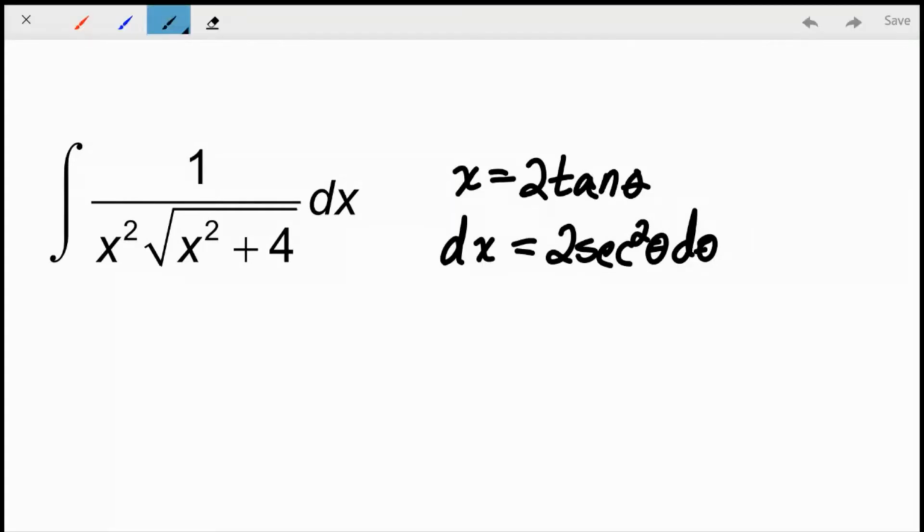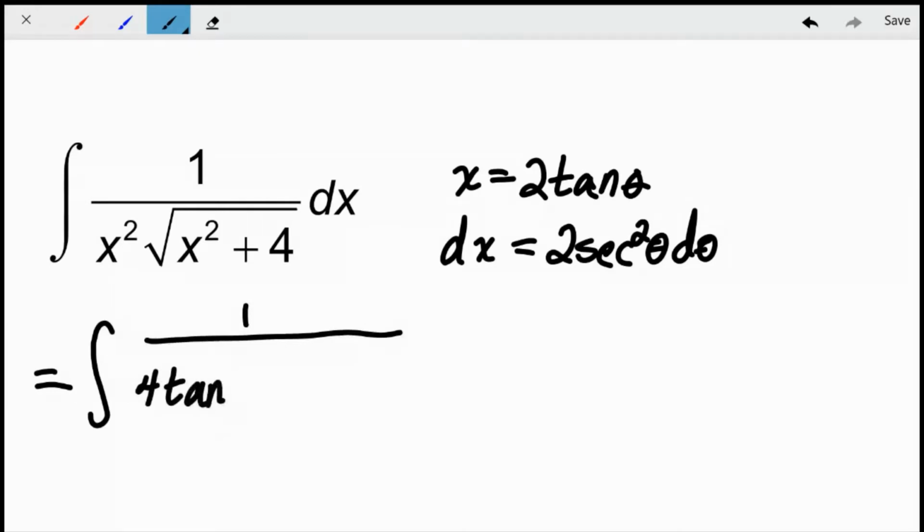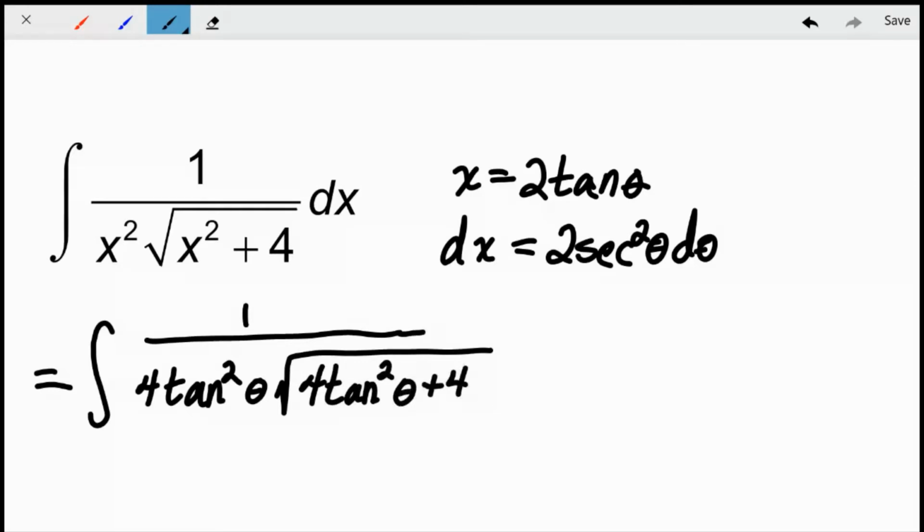Okay, so let's do the substitution here. This would be the same as the integral of 1 over x squared, which becomes 4 tangent squared theta, and then the square root expression, again, I have x squared, so that's 4 tangent squared theta plus 4. And then remember, dx is not just d theta. dx is actually going to be 2 secant squared theta d theta. Okay, so that's my substitution.